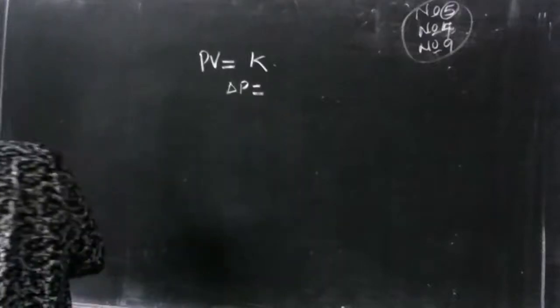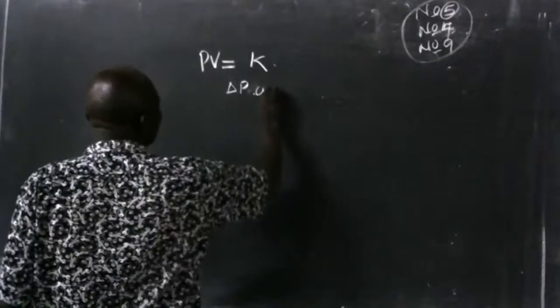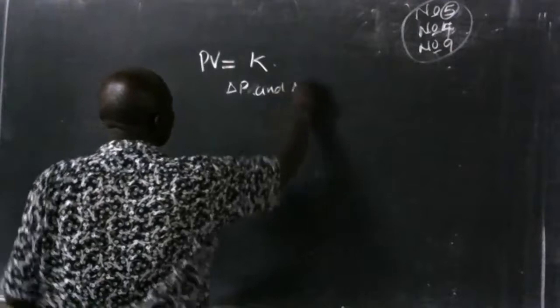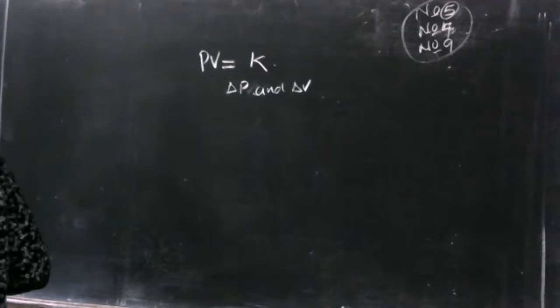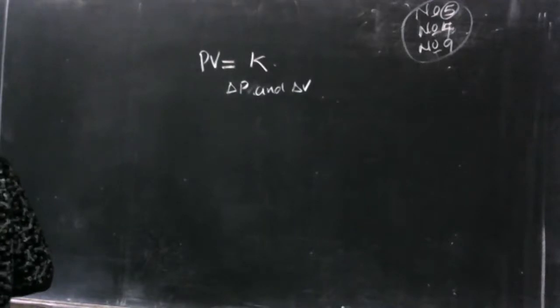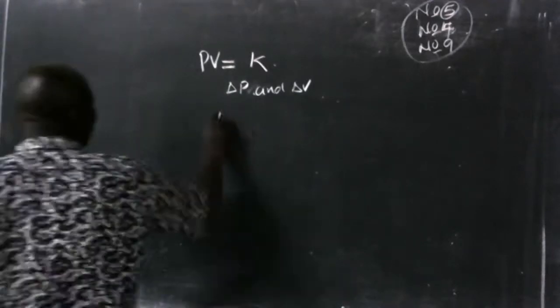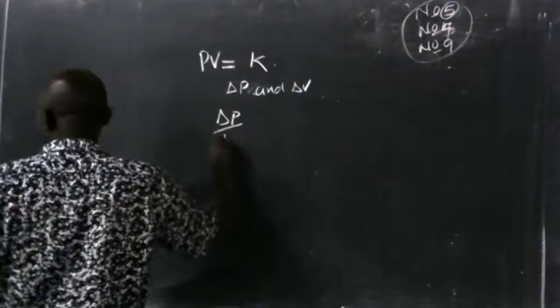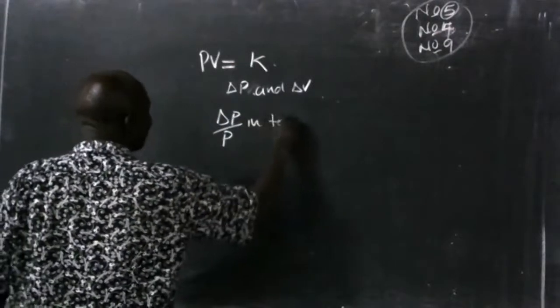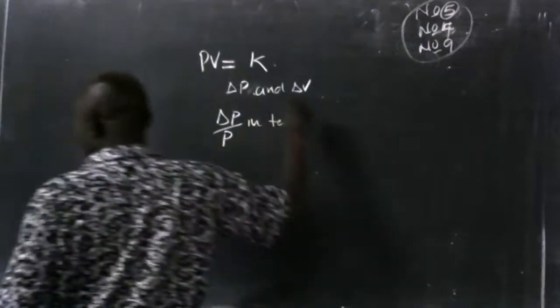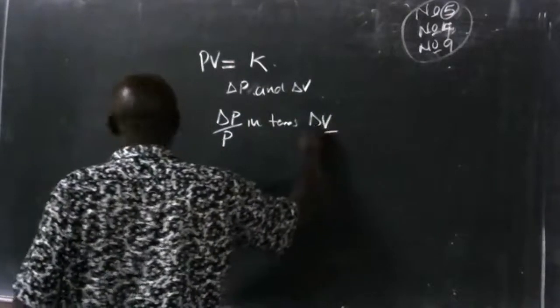and delta V note corresponding small changes in P and V. Express delta P over P in terms of delta V over V.